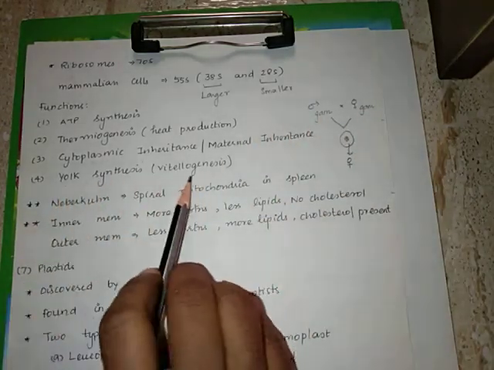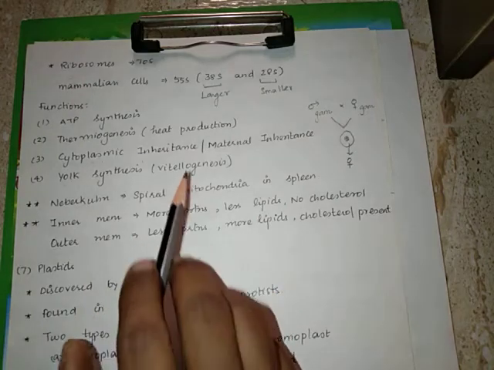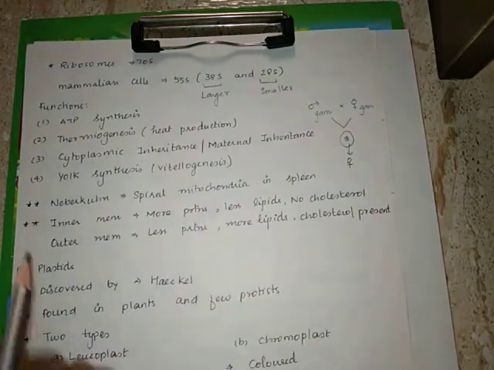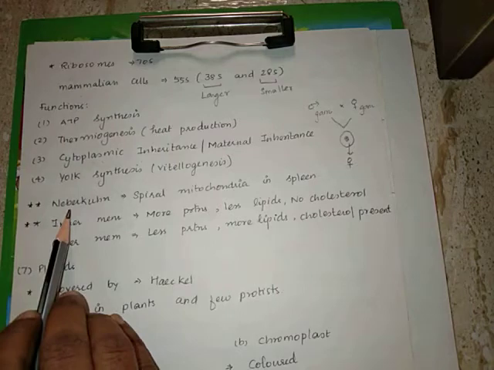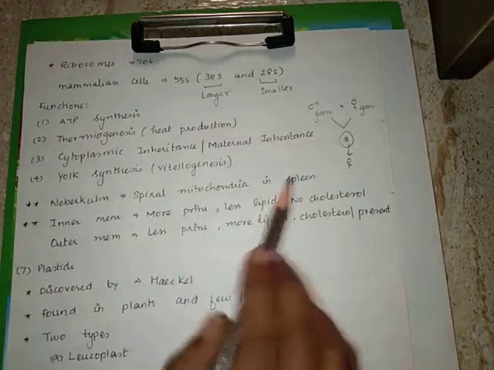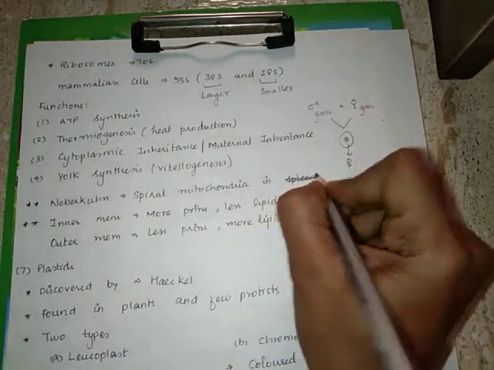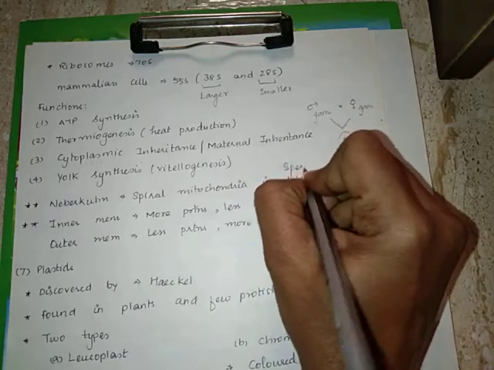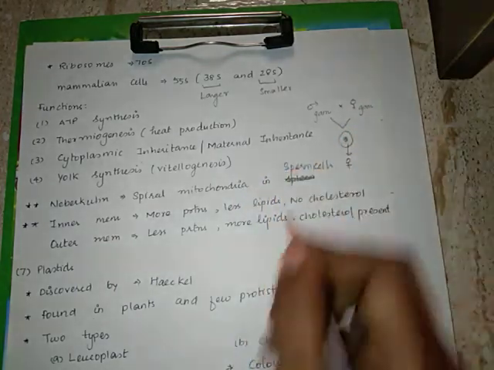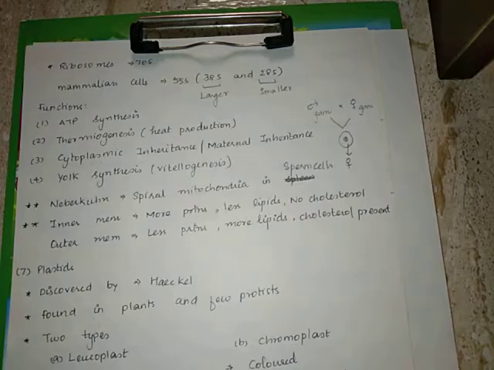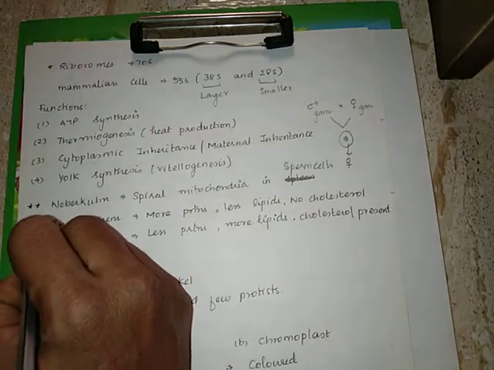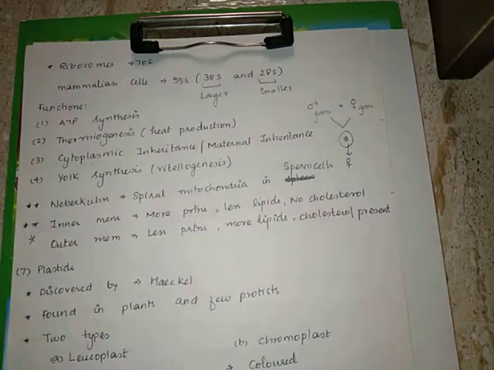And yolk synthesis, which is called vitellogenesis, for that also mitochondria is going to help. And these are different forms. Nebenkern is a spiral mitochondria that is present in the sperm cells. It is present in the sperm cells, and this is again a special characteristic of mitochondria.